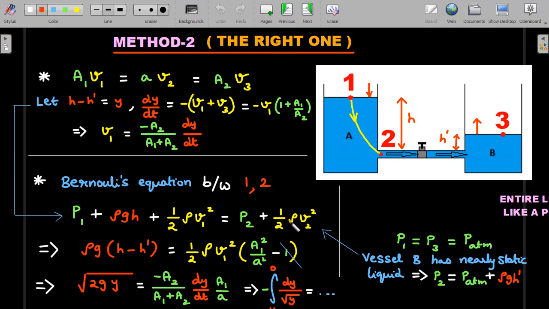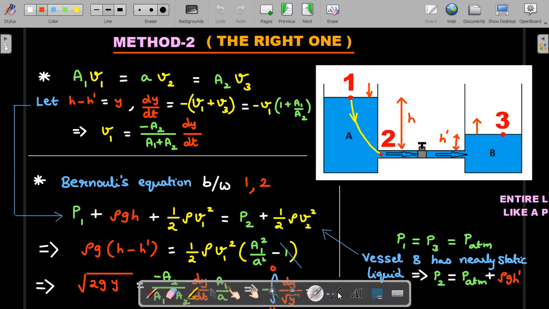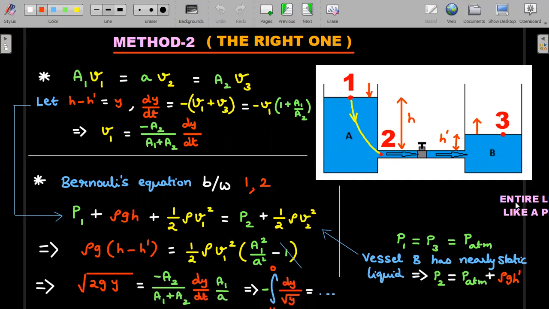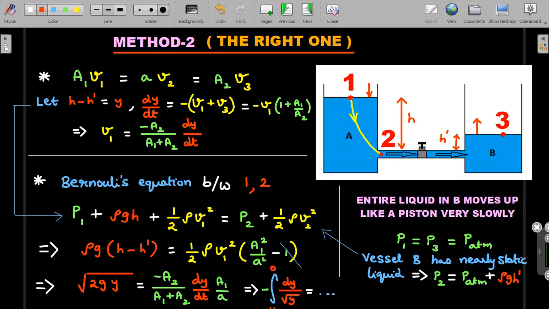I have to go further. For that, I need to make an assumption, which is a very good assumption that you will all be able to confidently accept. As I said in the previous slide, collisions happen here, and this entire liquid part moves like a chunk or a piston in the upward direction in a very slow manner. So I can consider it as almost a static liquid, with P1 and P3 already at P atmosphere.